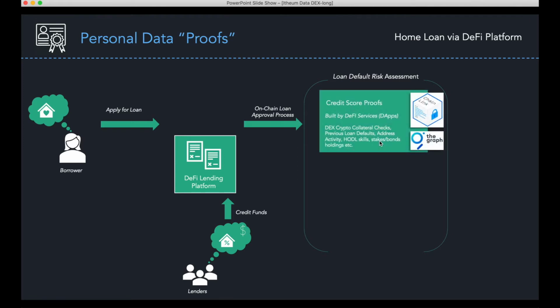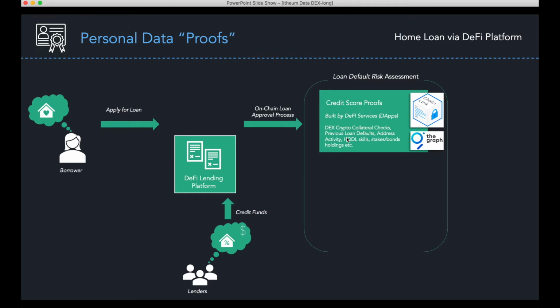So what would it do? Well, it could potentially call out to other smart contract DeFi services or dApps which leverage things like Chainlink and The Graph, and they can pull information about this borrower, right? Like what kind of assets they have on chain, the address activity, the skills for this person to HODL, and the stake and bond holdings and all of this.